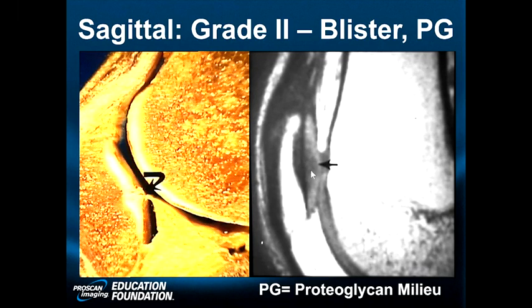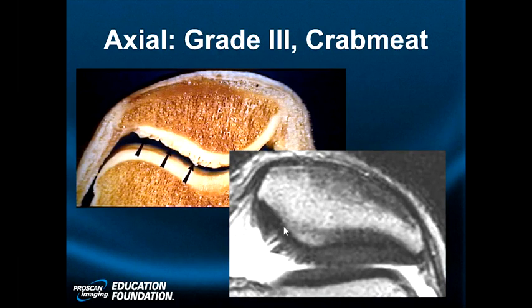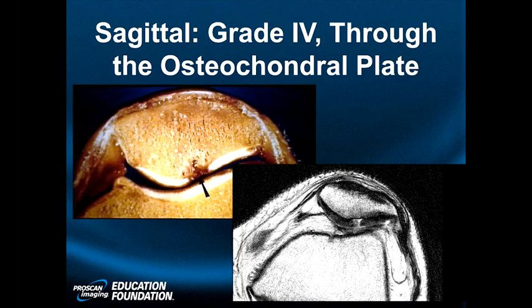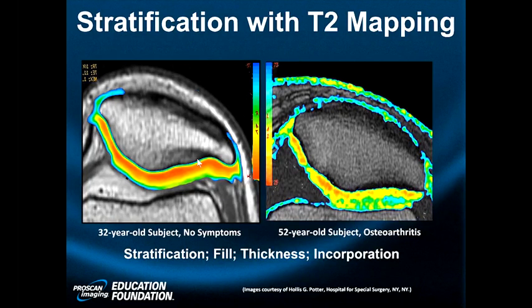When you have altered signal in the cartilage with change in proteoglycan milieu and a blister, then you have an Outerbridge grade 2, and when you have full thickness depth lesions that are either a defect or crab meat, that's a 3. When you go through the subchondral plate and you're saying, well, I don't see that, that's because it's a T2. The T1 is better for it, but it does go through the subchondral plate, and it did right here on the associated anatomic cadaveric image. And I'll have many T1s like that to show you.